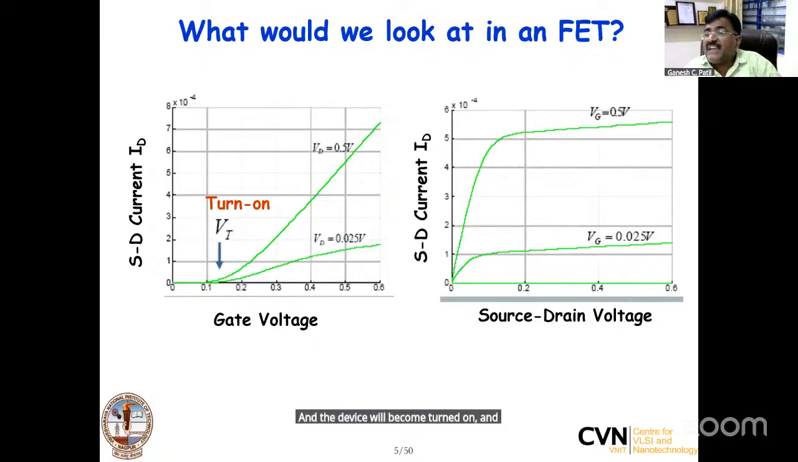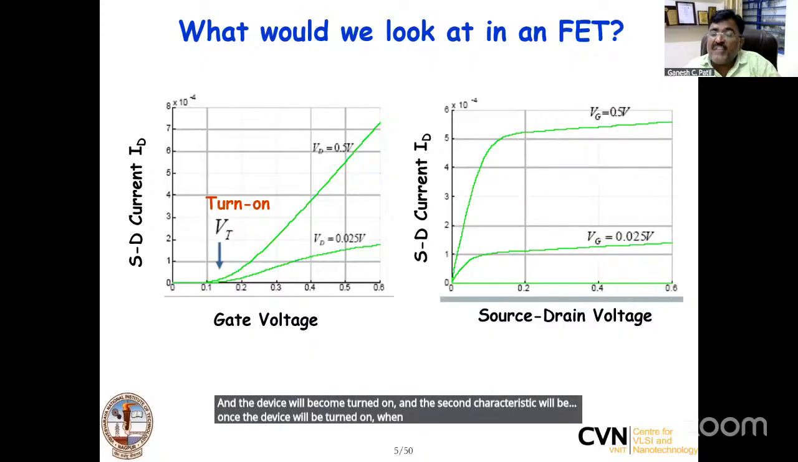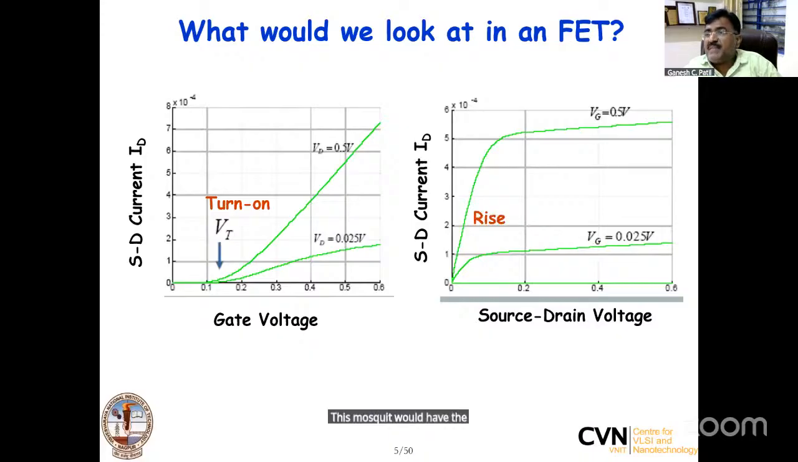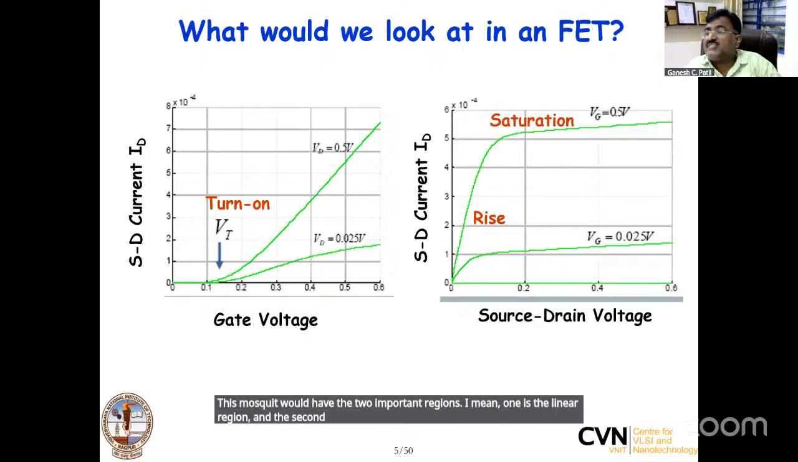The second characteristic is, once the device is turned on and the channel is formed, as I change my drain bias, current will start flowing. This MOSFET has two important regions: one is the linear region and the second one is the saturation region.